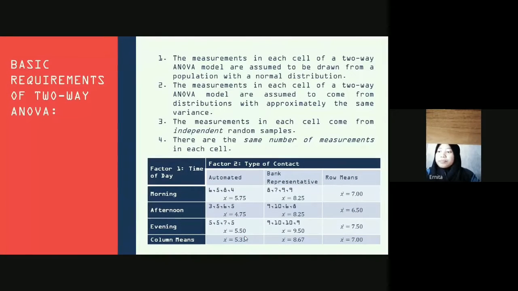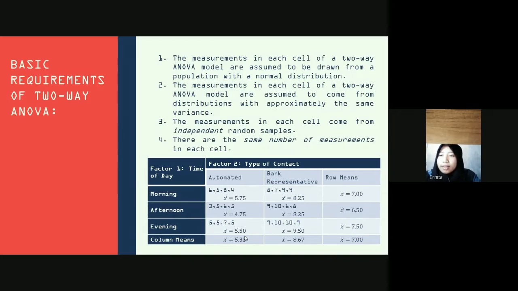Then, the basic requirements of two-way ANOVA. First, the measurements in each cell of a two-way ANOVA model are assumed to be drawn from a population with a normal distribution. Second, the measurements in each cell are assumed to come from distributions with approximately the same variance. And third, the measurements in each cell come from independent random samples. And the last, there are the same number of measurements in each cell.